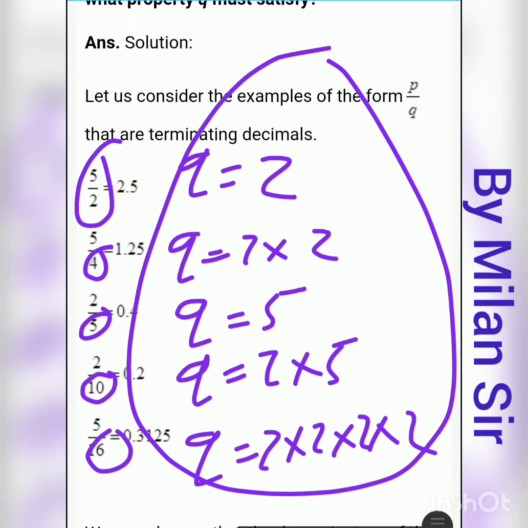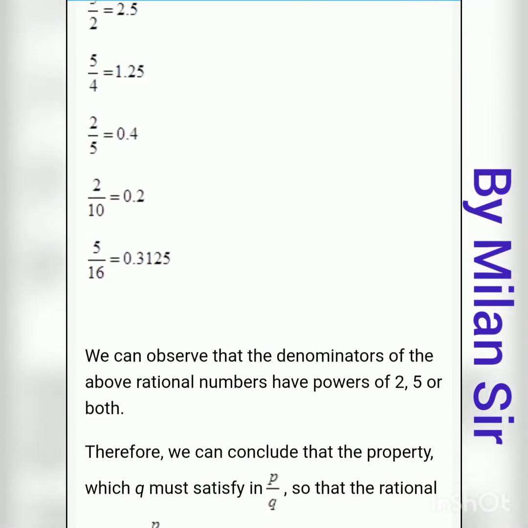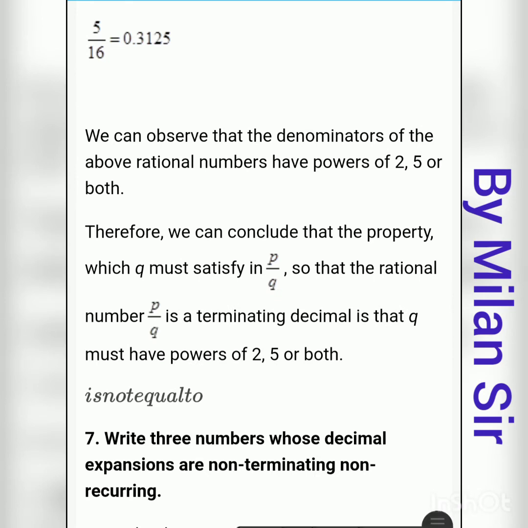So if our number has terminating decimal expansion, then q is in the form of 2 raised to m and 5 raised to n. That means only 2 and 5 are there, no other factors are present. That is written here: we can observe that the denominators of the above rational numbers have powers of 2, 5, or both. In some numbers we have factor 2, in some we have factor 5, in some we have both 2 and 5, but other than that we have no other factor.